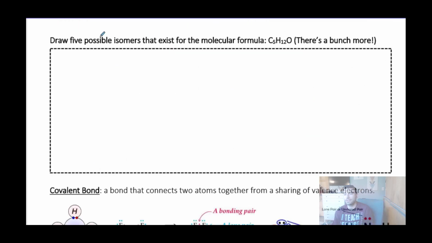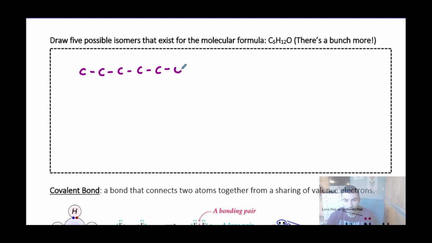Let's practice drawing some isomers. So let's take the molecular formula C5H12O, and let's see if you can draw 5 possible isomers that exist for this molecular formula. I'll get you started with 1 just to review the process of drawing these out. Remember we said the easiest thing to do, keeping Hank in mind, is to connect all of your carbon atoms together first because they bond the most amount of times. Then add your oxygens or nitrogens.